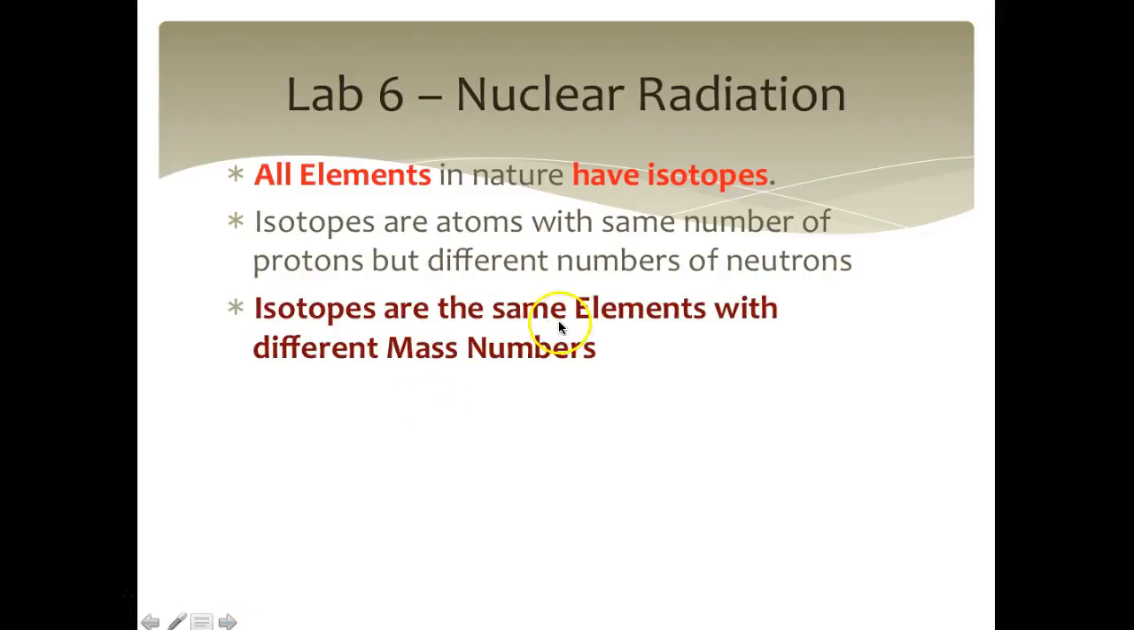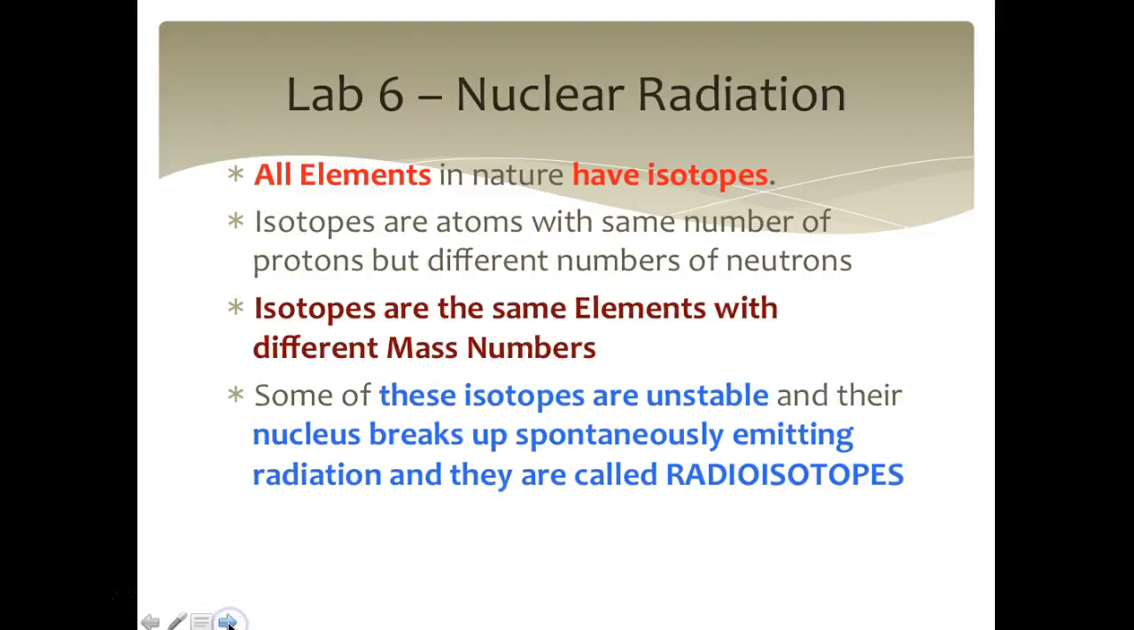So isotopes are the same elements, like I explained with hydrogen. The only difference is the mass, all right? Hydrogen has a mass of 1, but deuterium has a mass of 2, and then tritium has a mass of 3, all right? And the reason for it is because of the different numbers of neutrons present in these isotopes.